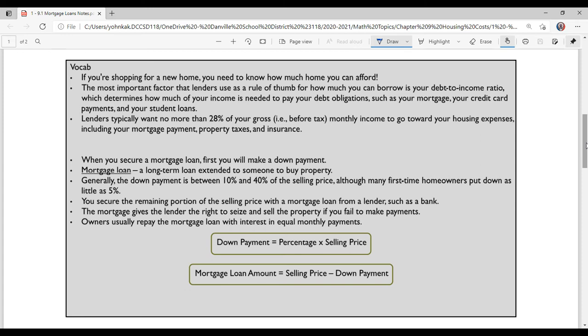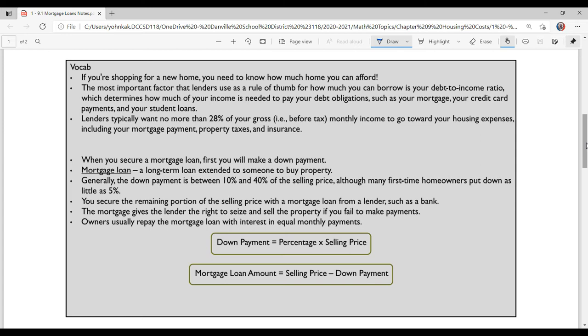When you do secure a mortgage loan, first you will make a down payment. A mortgage loan is just a long-term loan extended to someone to buy property. Generally, the down payment is between 10% and 40% of the selling price, although many first-time homeowners can put down as little as 5%. You secure the remaining portion of the selling price with a mortgage loan from a lender such as a bank, and the mortgage gives the lender the right to seize the property if you fail to make the payments. So if you don't pay your mortgage, the bank can take your house.